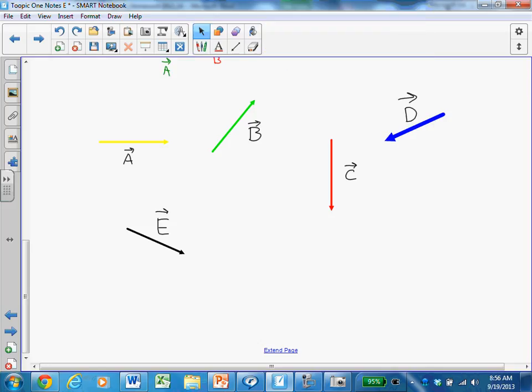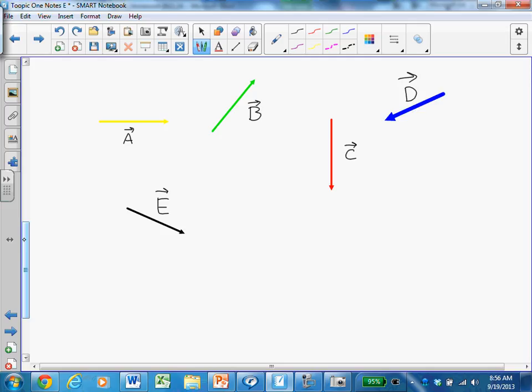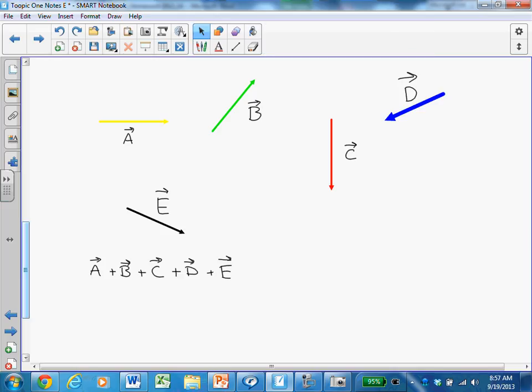All right, good enough. Let's find the sum of A plus B plus C plus D plus E. Okay, so we need someone to start us out, to take A and put it somewhere. And Wendy, you want to do that? So you just grab A and put it somewhere. Actually, hold on. Wait a minute.